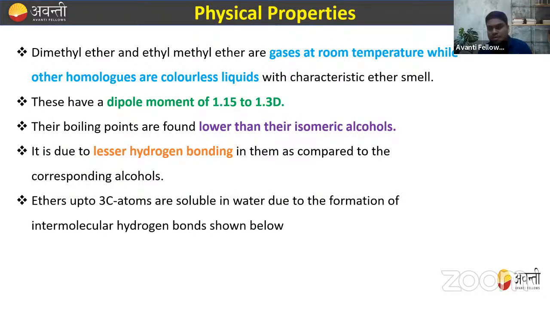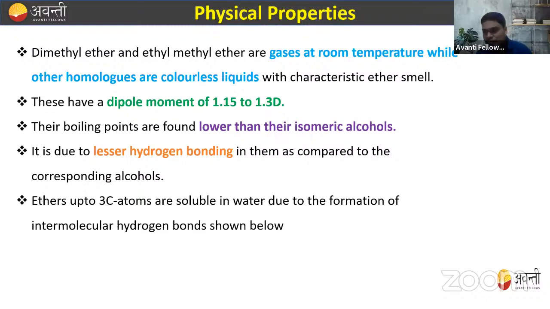Now, some physical properties of ether. So what are the physical properties of ether, right? Basically, dimethyl ether and ethyl methyl ether are gases at room temperature. Always remember this. Dimethyl ether and ethyl methyl ether are gases at room temperature, while the other homologues are colorless liquids with a characteristic ether smell, right? So the starting few carbons like dimethyl ether and ethyl methyl ether are gaseous in nature. They have a dipole moment of 1.15 to 1.3.